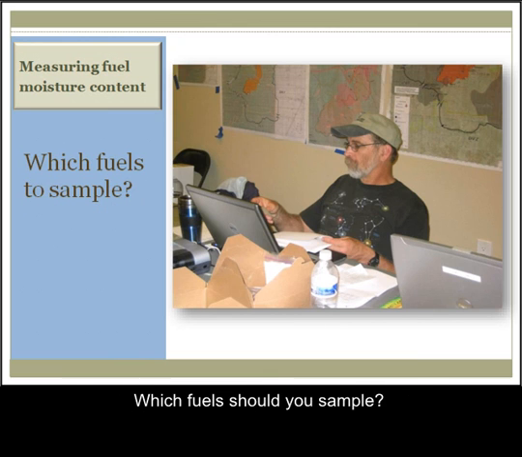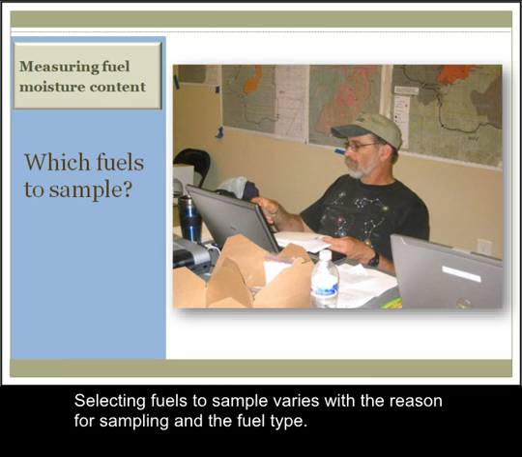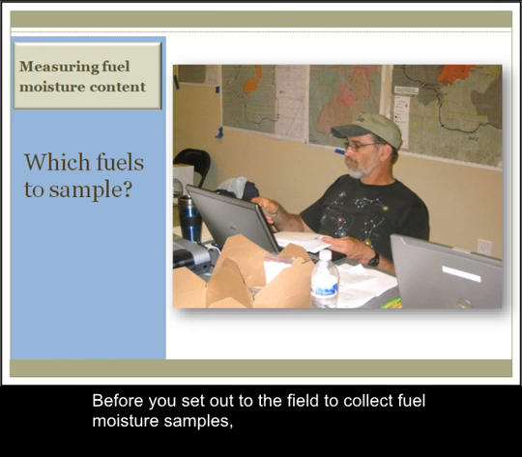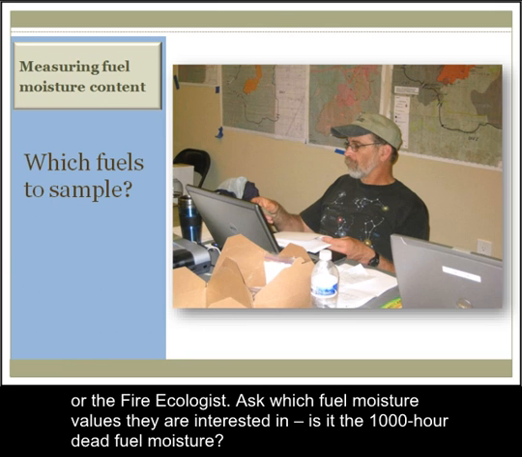Which fuels should you sample? The goal is to sample the moisture content of the materials that influence the way a fire will burn in those fuels. Selecting fuels to sample varies with the reason for sampling and the fuel type. Before you set out to the field to collect fuel moisture samples, talk to the fire behavior analyst, the long-term analyst, the burn boss, or the fire ecologist. Ask which fuel moisture values they are interested in.